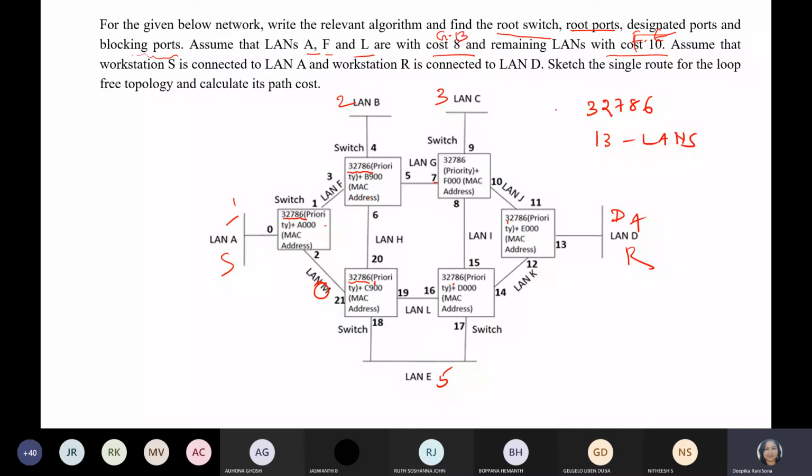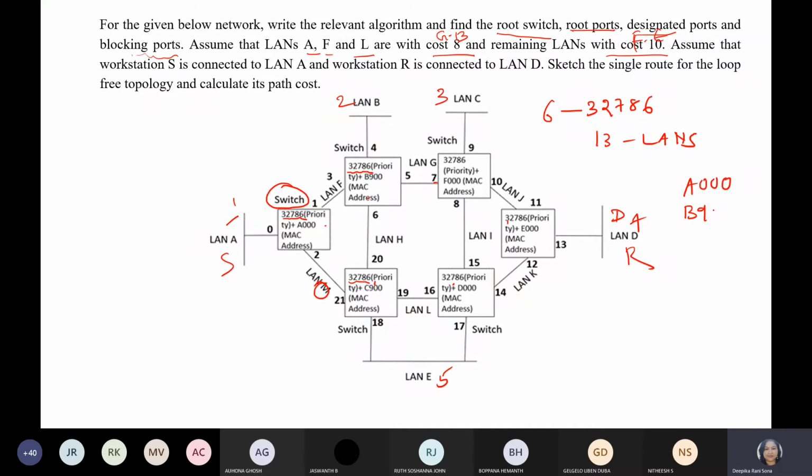And how many bridges are there? 6 bridges, right? So how to first identify the bridge ID? Which one is your first bridge? Here it has mentioned in terms of switch. Switch and bridge both are similar. So 32786, 32786. But how to identify which one is bridge one? If you check the priority with A00, it is in hexadecimal number.